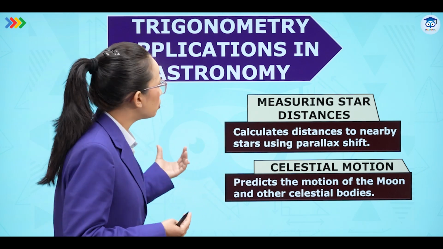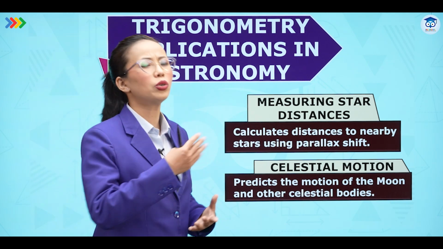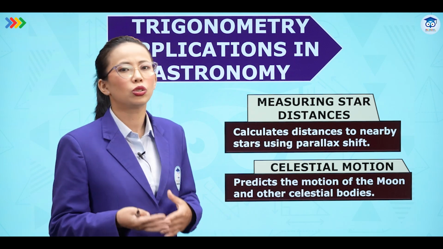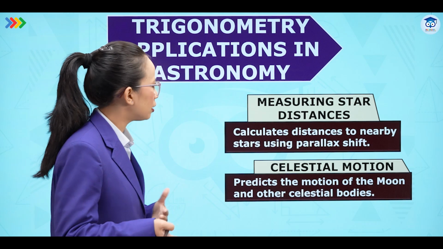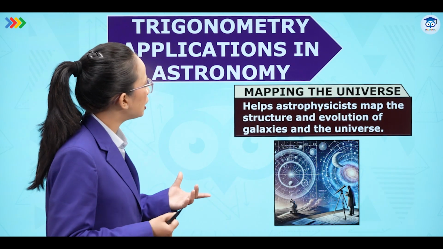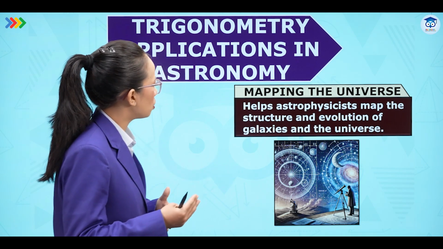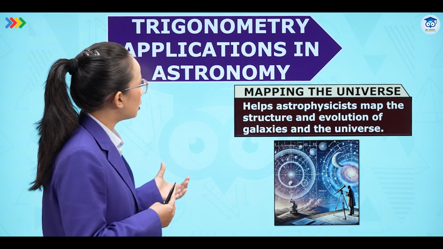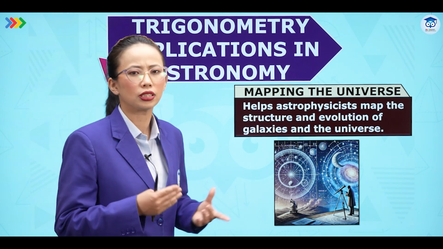Not only this, we use it in measuring star distances, since you can't go directly and measure them. There we use trigonometry to measure the length. Next we have the mapping of the universe also. Astrophysicists use it to study the evolution of galaxies and the universe.